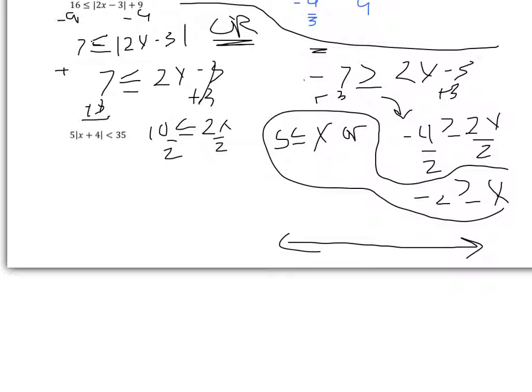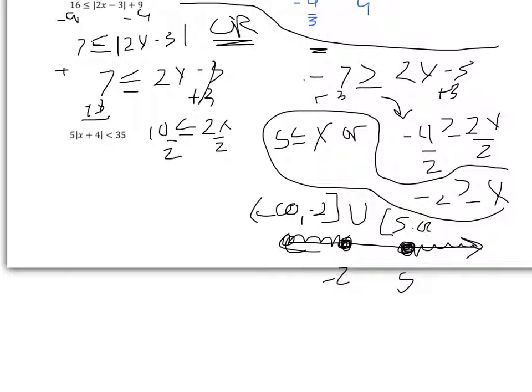We could graph these now. X is greater than or equal to 5, dot there at 5, greater than, so we're shading to the right. X is less than or equal to negative 2, negative 2, shading to the left. Two distinct intervals, so we can denote this in interval notation as the interval from negative infinity to negative 2, including it, so square bracket, union, the interval from 5 to infinity. So that's the interval notation.